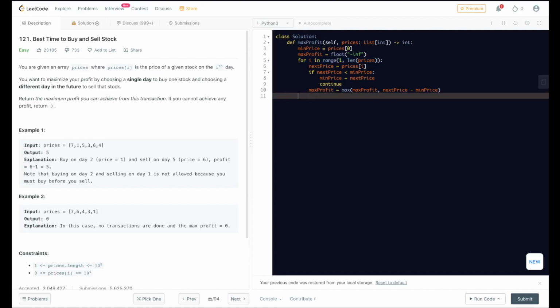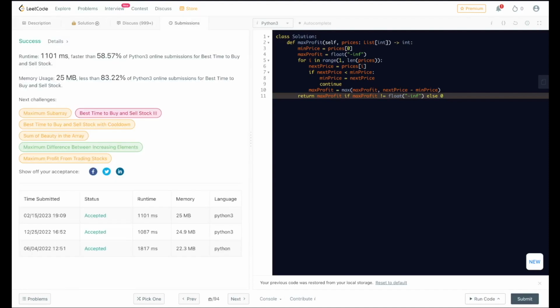And finally, I'm going to return max profit if max profit is not negative infinity. If it is negative infinity, we want to return 0 as we have seen in the second example. And that's it. Let's submit our code. As you can see, our solution is correct and pretty efficient.